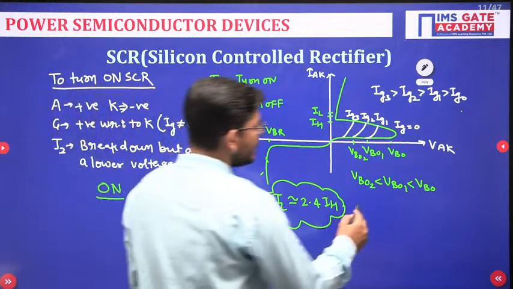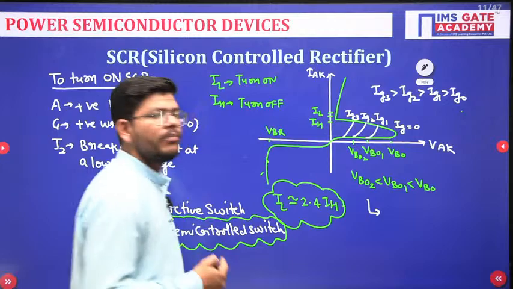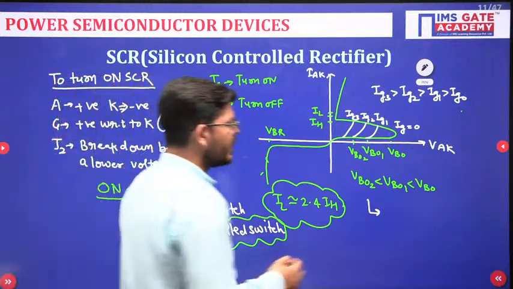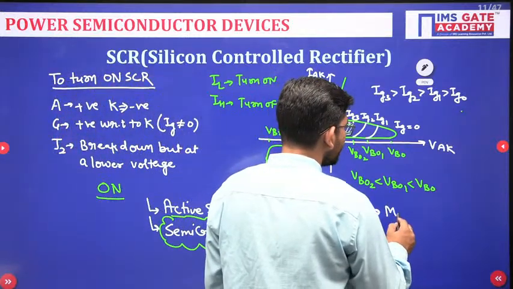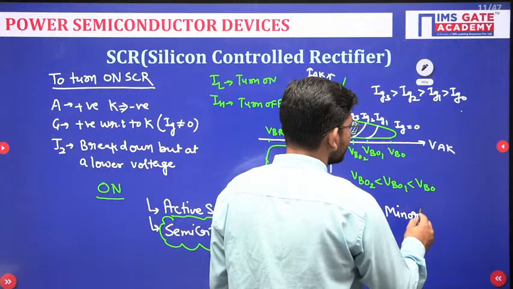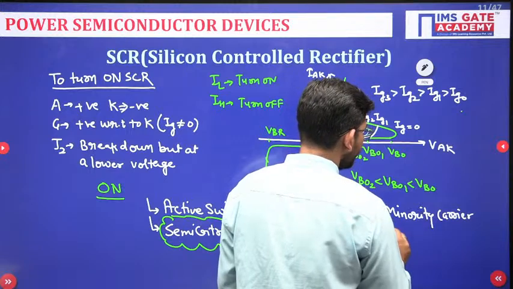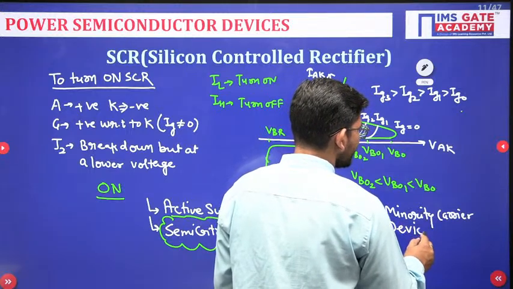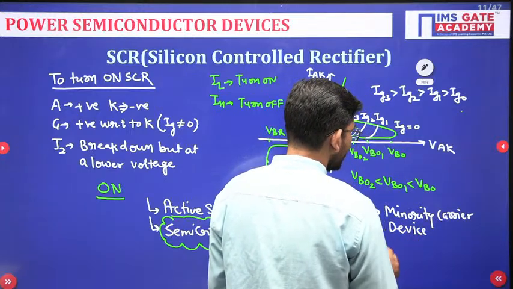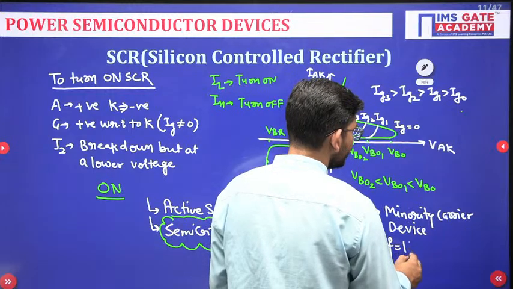And what is happening? Both electrons and holes are participating in the conduction. So this is also a minority carrier device. And if it is a minority carrier device, obviously the switching frequency will be low.